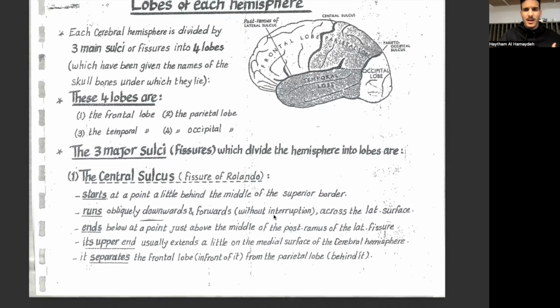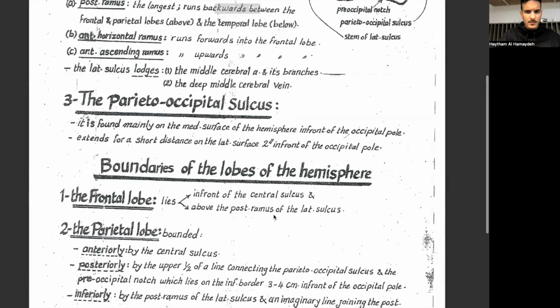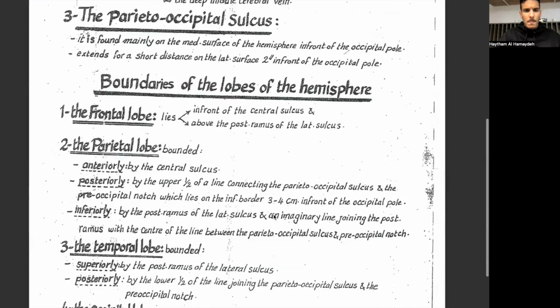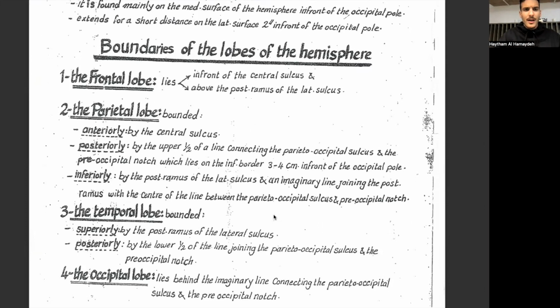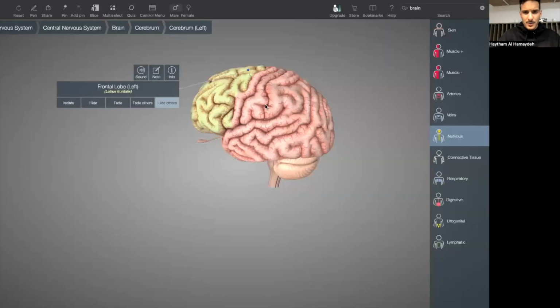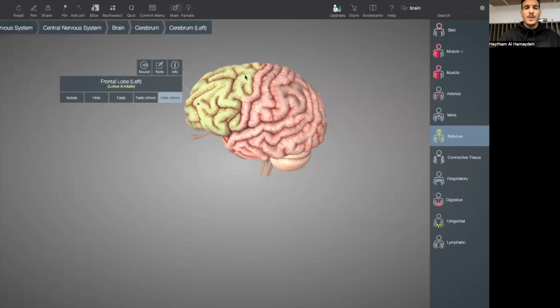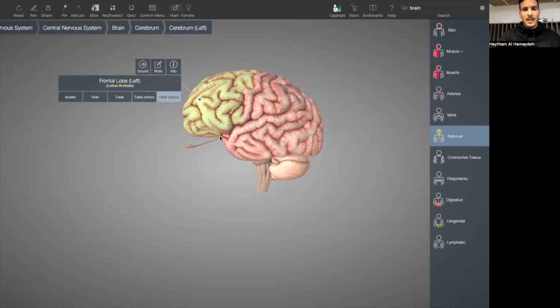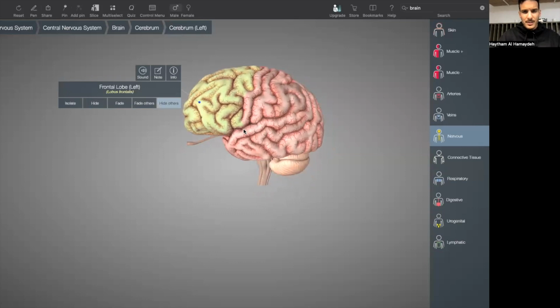You can read more about them, but I want to go further. Okay, now we have some boundaries for the lobes of the hemisphere. So the frontal lobe lies in front of the central sulcus and above the posterior ramus of the lateral sulcus. So what does this mean? You have the central sulcus right here that separates the frontal lobe from the parietal lobe, and then also the lateral fissure that separates the frontal lobe from the temporal lobe. So we're talking mainly about the frontal lobe right now.